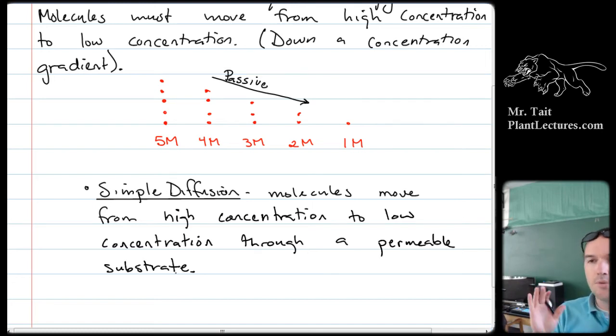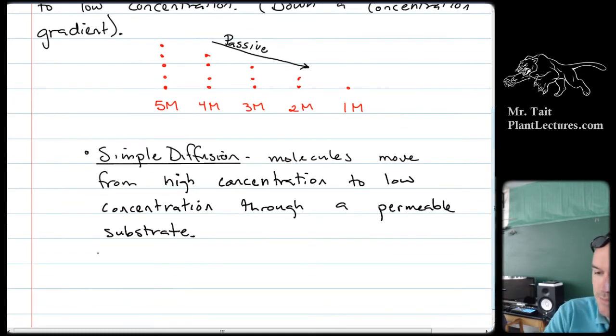All right. When we talk about simple diffusion for the plasma membrane, what type of molecule are we talking about? Small nonpolar only, yeah. Small nonpolar molecules are the ones that are easily going to be able to go through simple diffusion. Everything else is going to need some help. So if it needs help, it's going to go through something that's called facilitated diffusion.